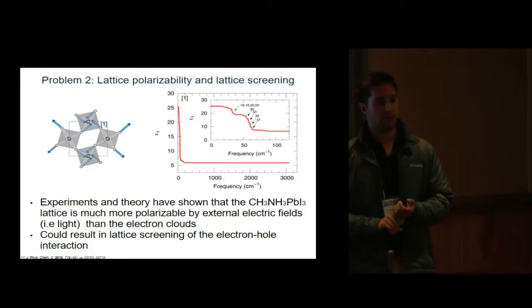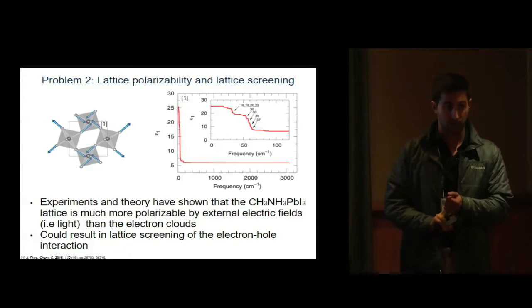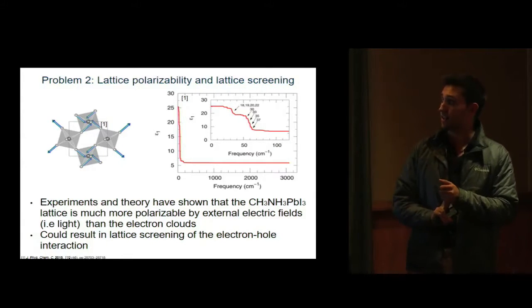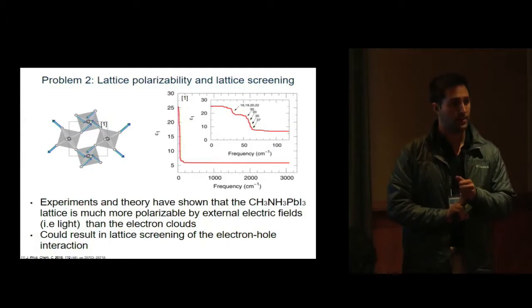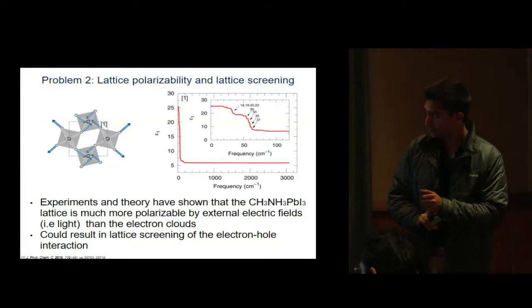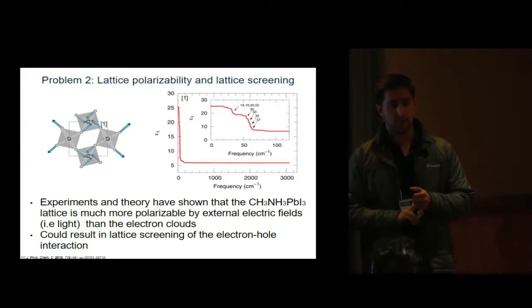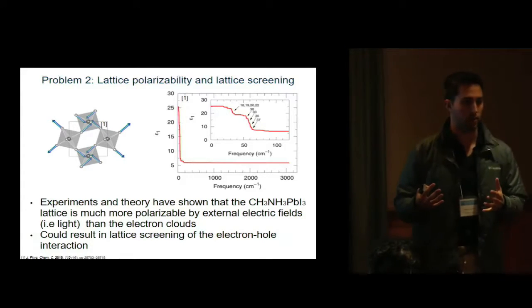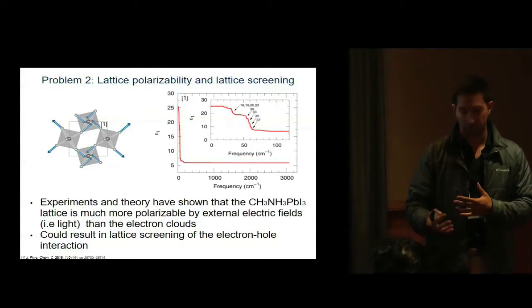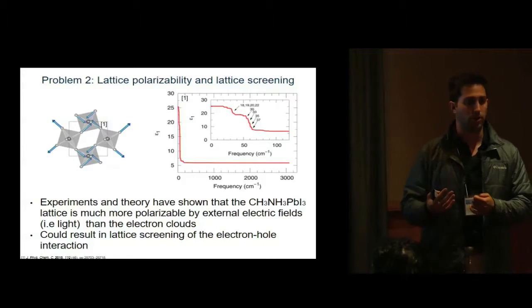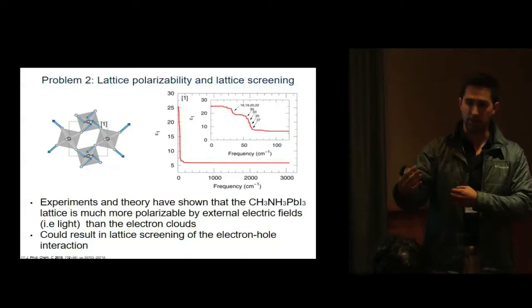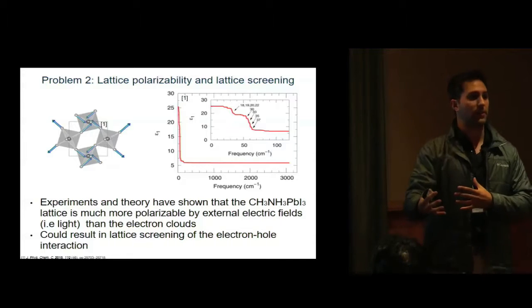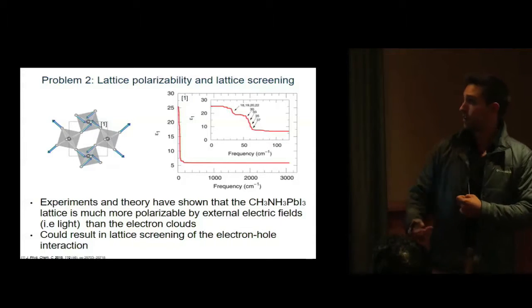Problem 2 is really the critical problem we hope to discuss, and that is that the lattice of methylammonium lead iodide is highly polarizable. What happens is at low frequencies, you can polarize the lead-iodide cage, right, and get a low-frequency optical response. And when I say polarize, what I mean is by applying an electric field, you literally distort the lattice. You move charges, right?